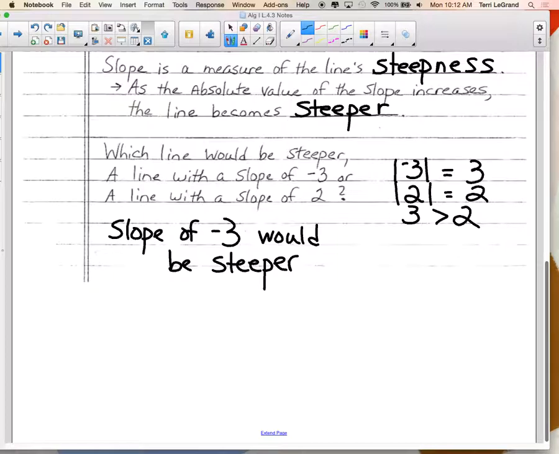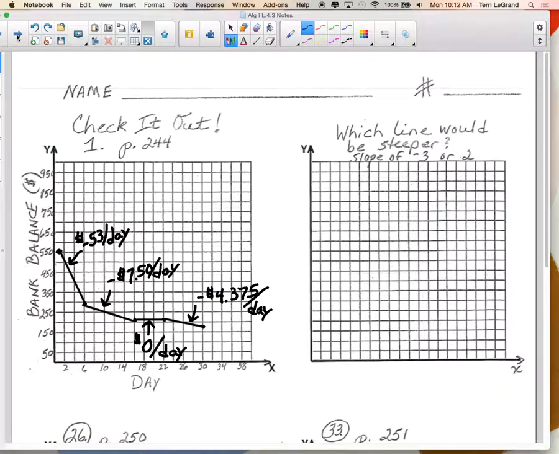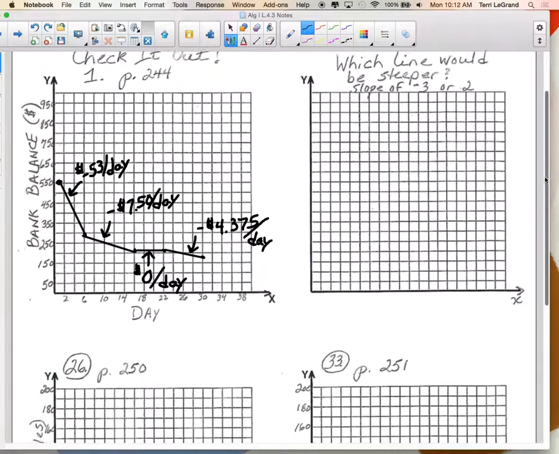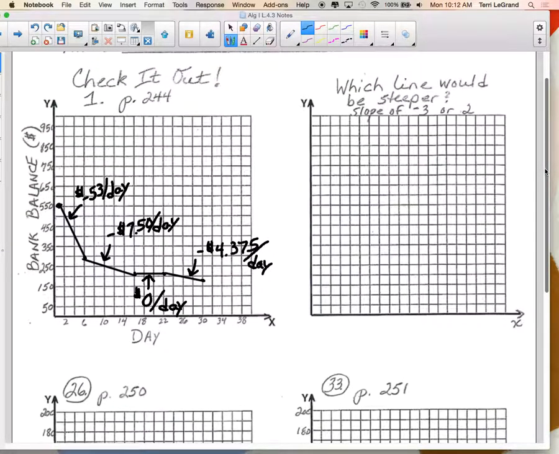Let's go to that graphs handout that I gave you again. Let's just graph a line with each of those slopes. We don't have any information other than their slopes, so we can still make a random line with a slope of -3 and a random line with a slope of +2. So let's just stick a y-intercept on. This is going to be our one with -3.